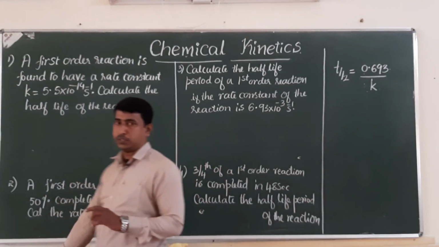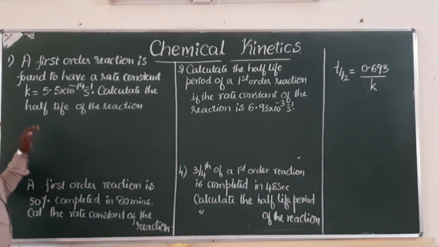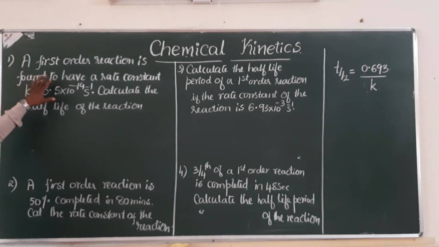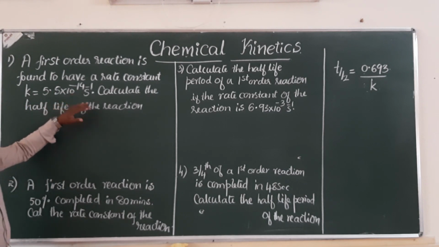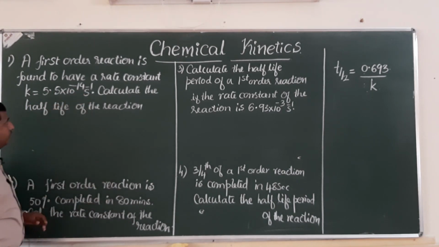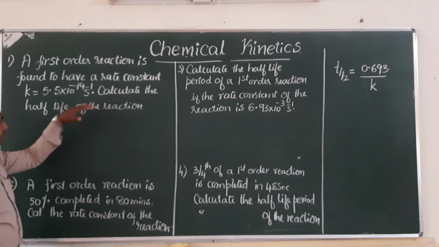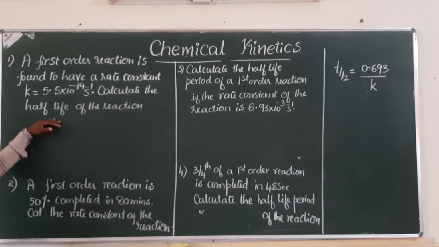So by using this formula, we are going to solve some numerical problems. Let us take the first example. I will read out the question once. A first order reaction is found to have a rate constant K equal to 5.5 into 10 to the power minus 14 per second. Calculate the value of half-life period.